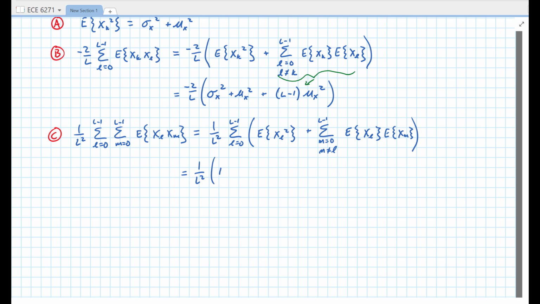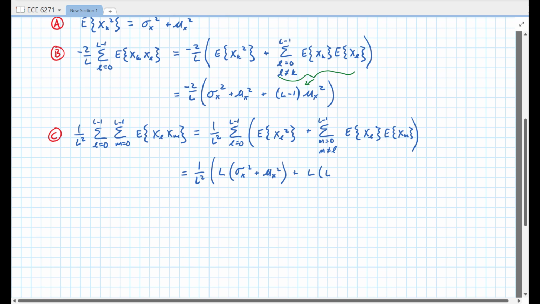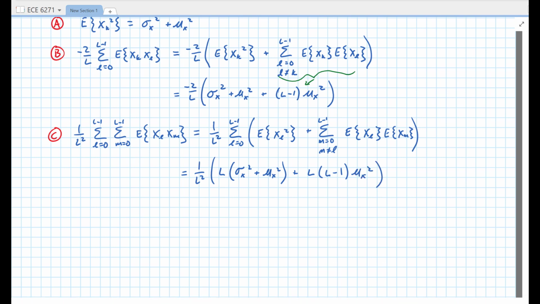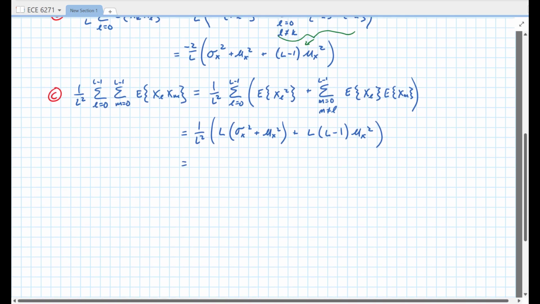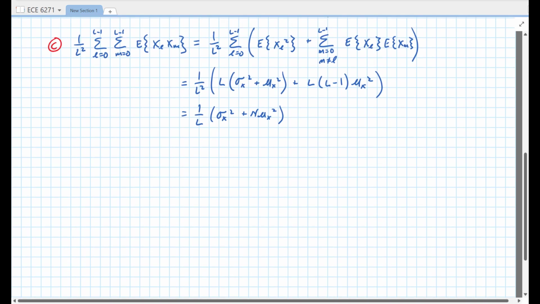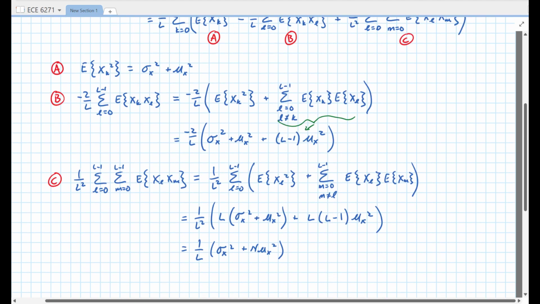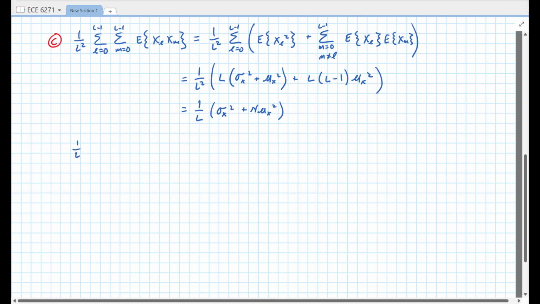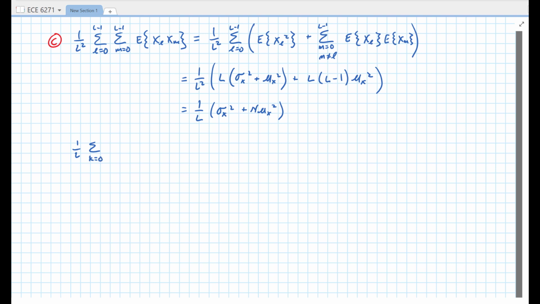sum of L of these. So we're going to have L times our sigma x squared plus mu x squared, and we'll have L times, and the L factor comes from this sum right here. The L minus 1 comes from the inner sum, and then we have mu x squared in the same manner as before. And then this simplifies like that. So now we can combine all of these together into a single expression. And we're going to get 1 over L times the sum. We're back to our k sum of our three terms in that expression.